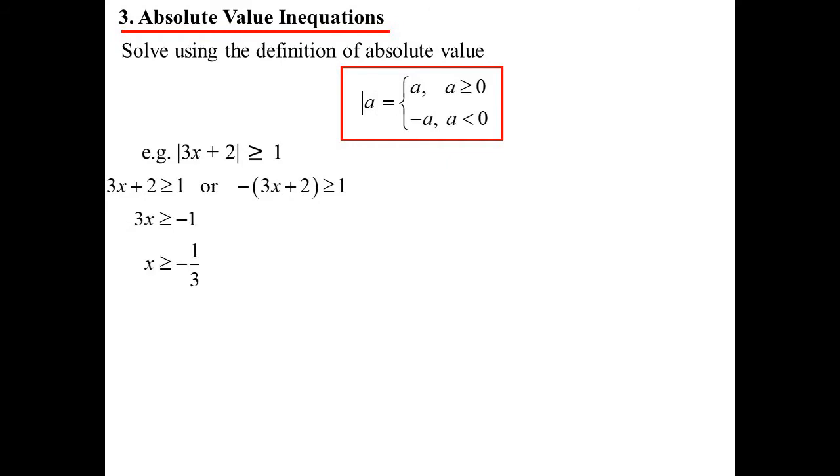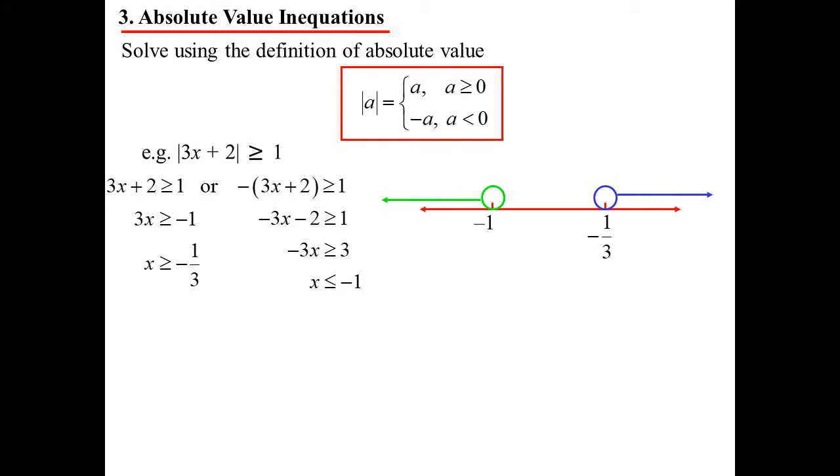So the first one gives me x is greater than or equal to minus a third. The second one gives me x is less than or equal to negative 1. But it gives me the two critical points. And again, I can just test to make sure if I want to, or I can read off my solutions. I've got x is greater than or equal to minus a third, x is less than or equal to minus 1. So it looks like my solution is indeed that: both of those, or the union of those.